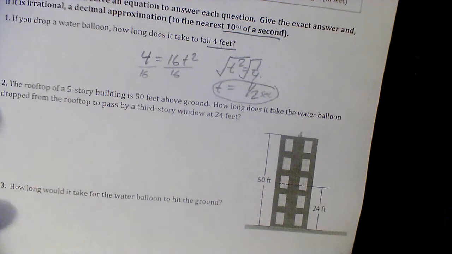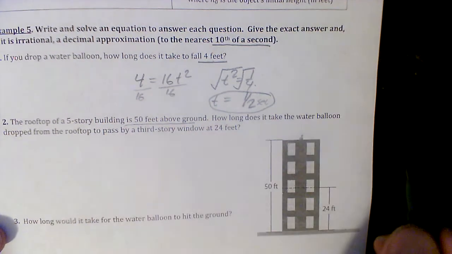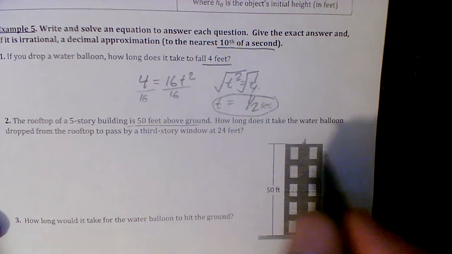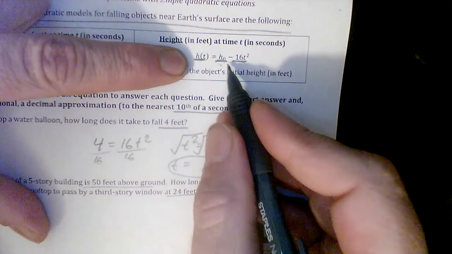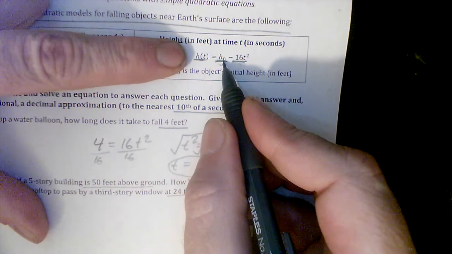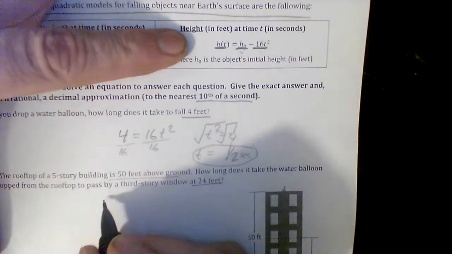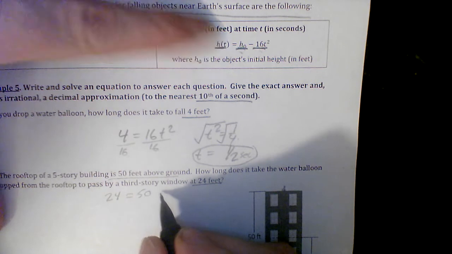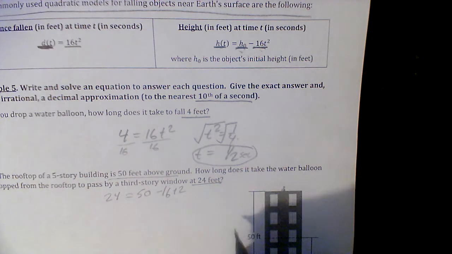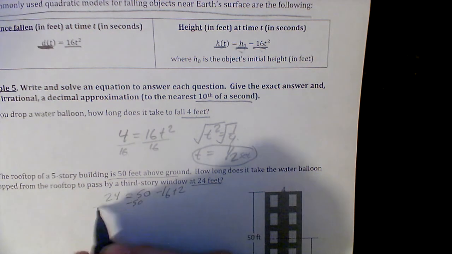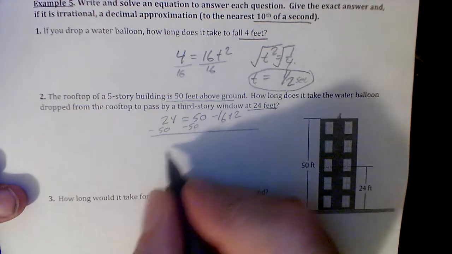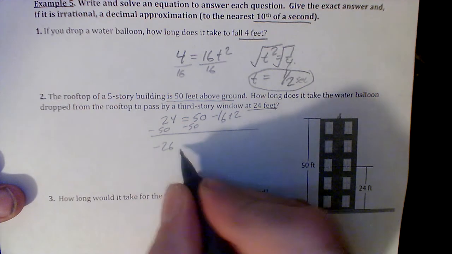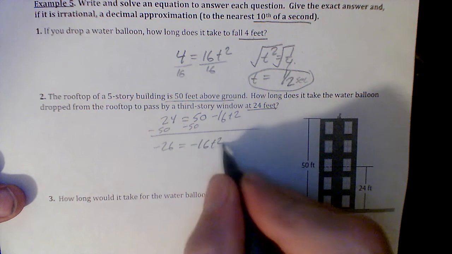Now on this one, we've got something different. We start 50 feet above the ground, and how long does it take the water balloon to pass by 24? So I'm going to use this formula right here. My starting height's 50, and I want to see how long it takes to get to 24. So I put 24 feet equals 50 feet minus 16t squared. We subtract 50 from both sides, and we get negative 26 equals negative 16t squared.